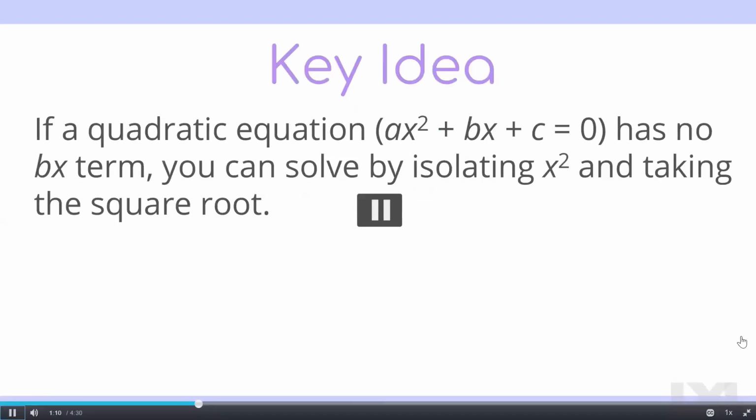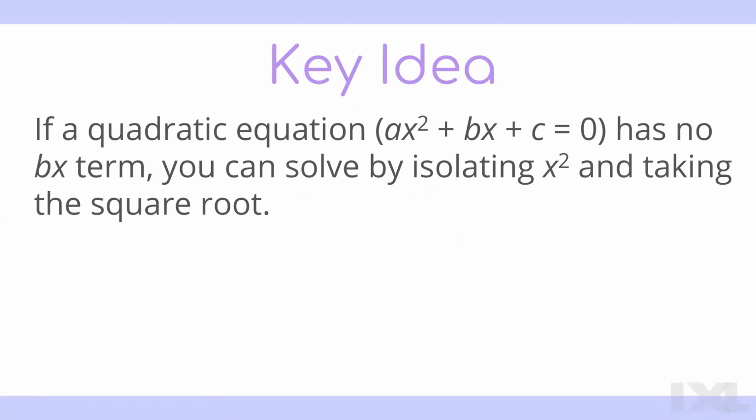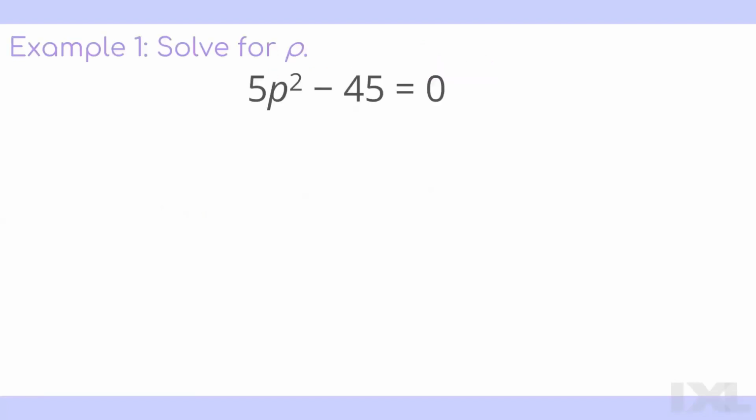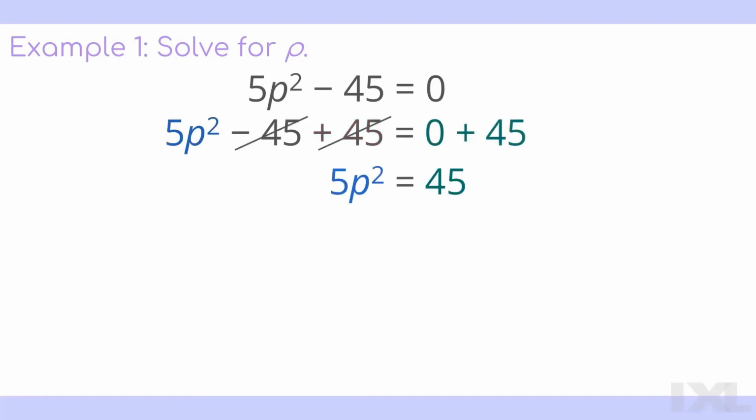When solving a quadratic equation that has no bx term, we can solve by isolating the x squared and taking the square root. And as like we just saw, we don't want to forget to take the positive and negative root. Let's try some examples. For our first example, we want to solve 5p squared minus 45 equals 0 for p. Again, we'll want to start by isolating the p squared. We'll need to add 45 to both sides. Simplifying cancels out the 45s on the left and leaves us with 5p squared equals 45.